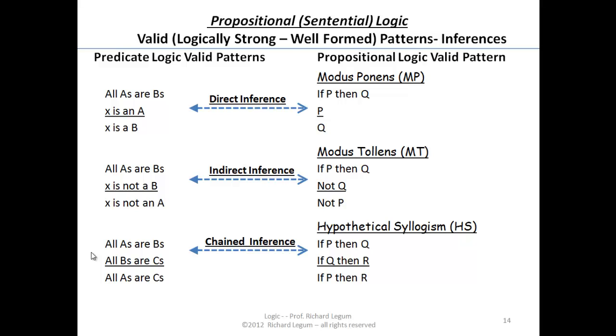P. And the chained inference is something called hypothetical syllogism. If P then Q, let me back up, you should remember a syllogism is an argument that has two premises and a conclusion. Hypothetical one has to do with if-thens, conditionals. If P then Q, if Q then R, therefore if P then R. All good forms of inference, valid inferences.